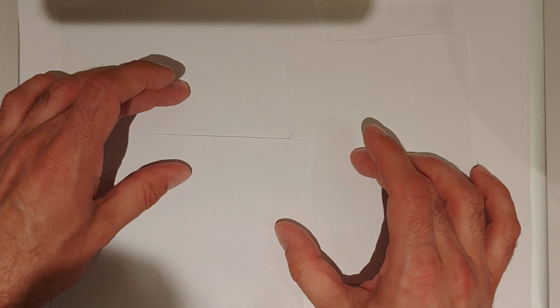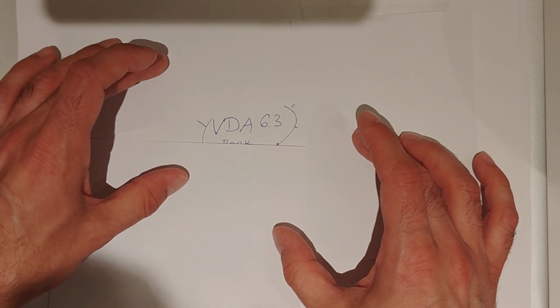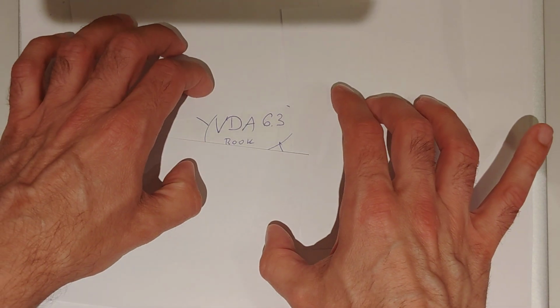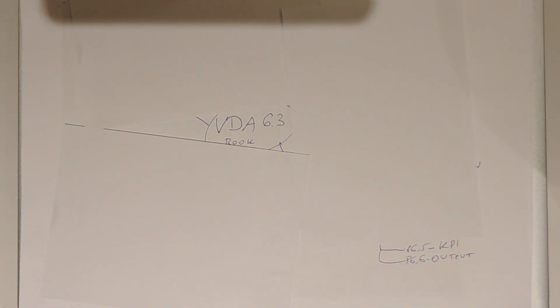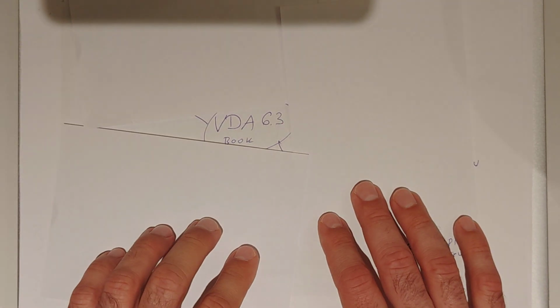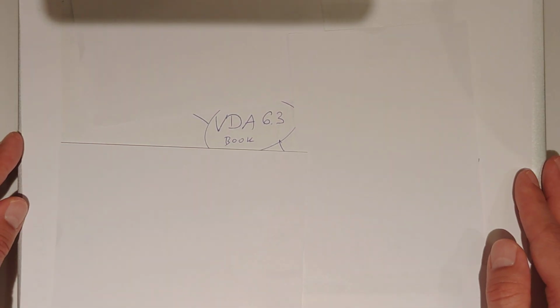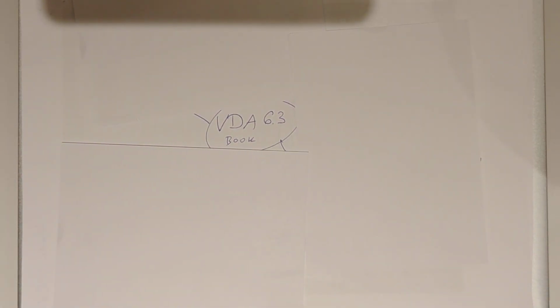So today the topic is the VDA 6.3 book. VDA 6.3, that means this is the auditing topic, and I will now start a video series about how to audit a supplier. So VDA 6.3 is a book that I will explain as well in other videos. Today I will just explain to you the structure of this book, what the chapters are.